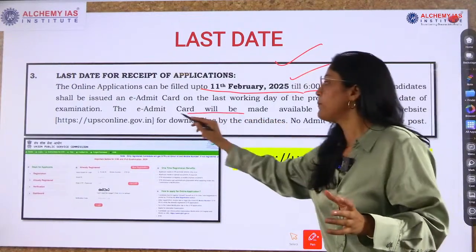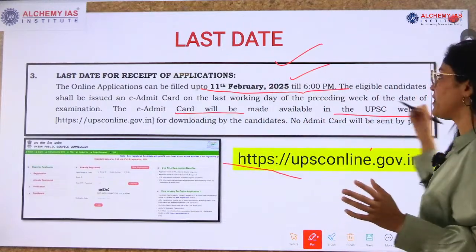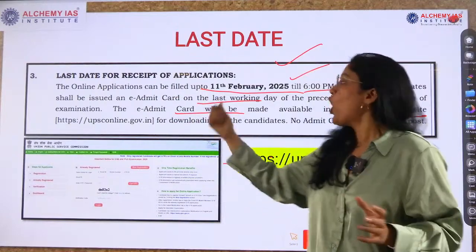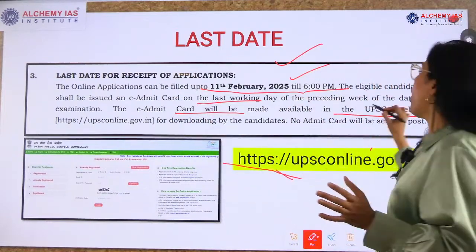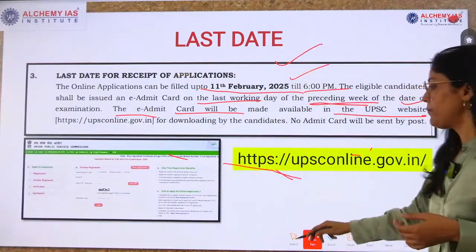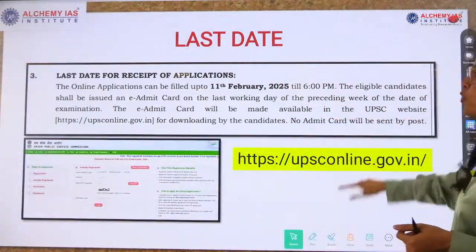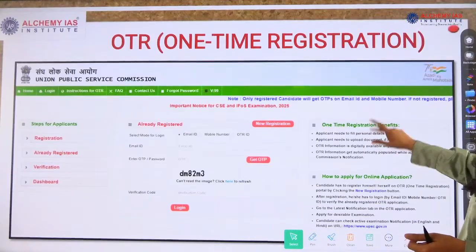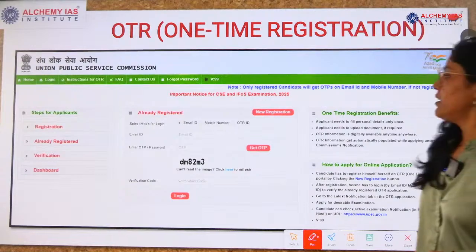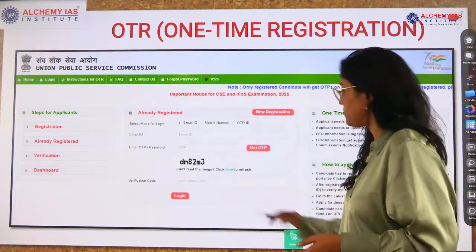An e-admit card will be made available on the UPSC website, and it will be issued on the last working day of the preceding week of the date of examination. Okay, and this is the website on which you have to go and do the OTR registration or fill in the form if you have already done it.